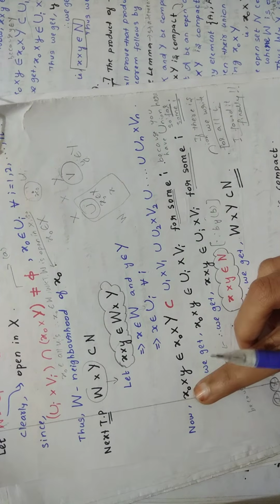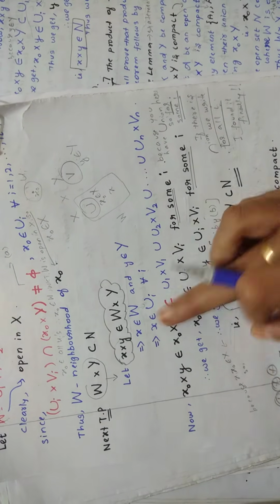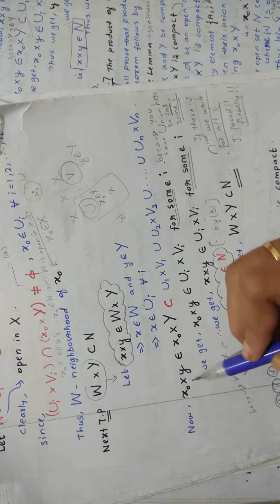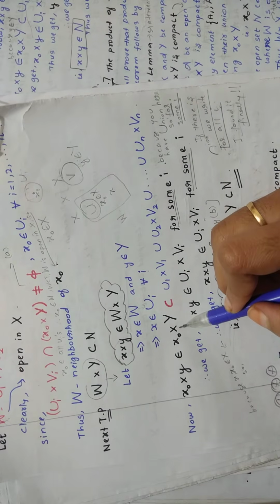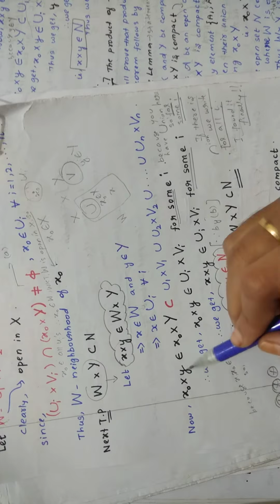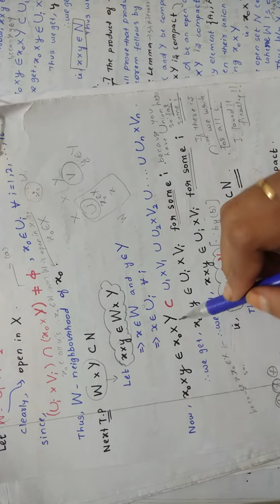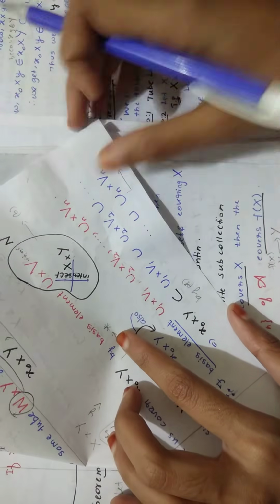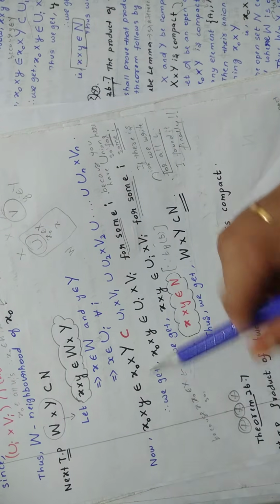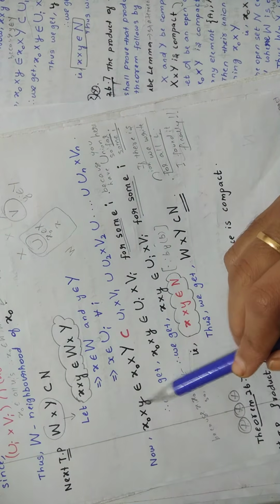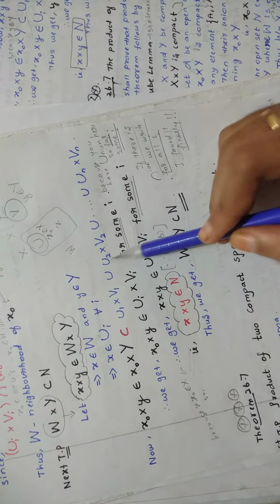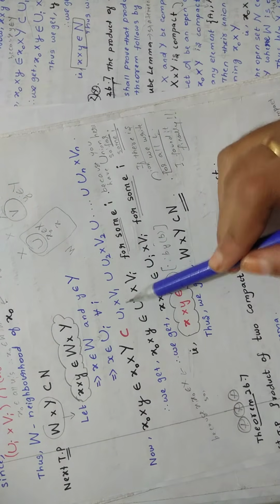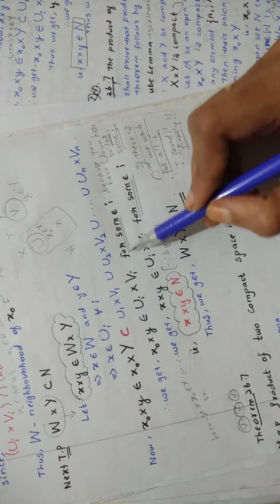Now this x cross y belongs to this, so this element is present inside our slice. So now you have to write it like this: it belongs to our slice. You know that our slice is contained in what? You have written this, right? You are just writing it down in this step. Now from this we get x naught cross y belongs to U_i cross V_i. In general you are writing, and here you have to write for some i.